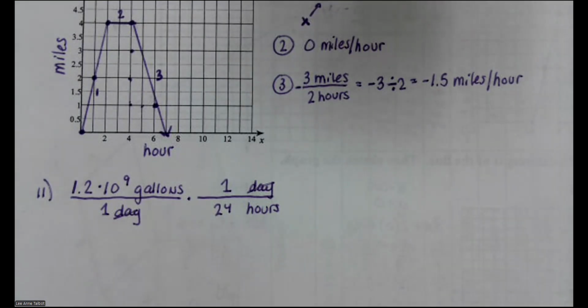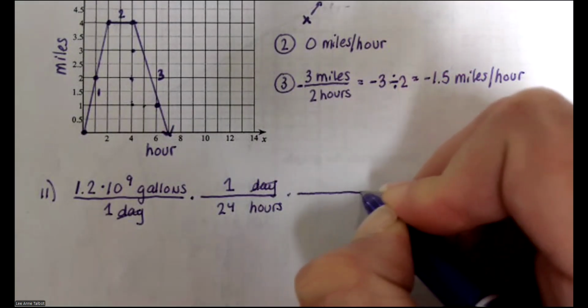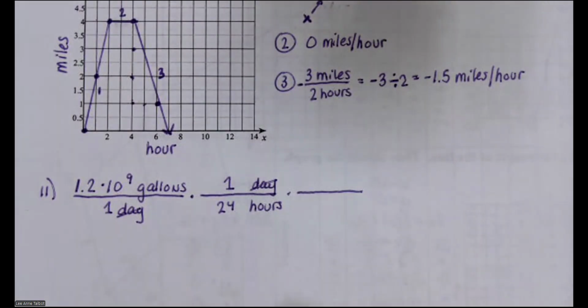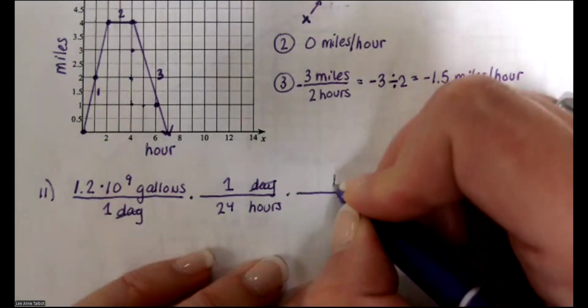What's the units right now if I were to leave this? Gallons per hour. Okay, now I'm going to go hours to minutes. How many minutes are in an hour? 60. Okay, hours on the top or the bottom? Top.